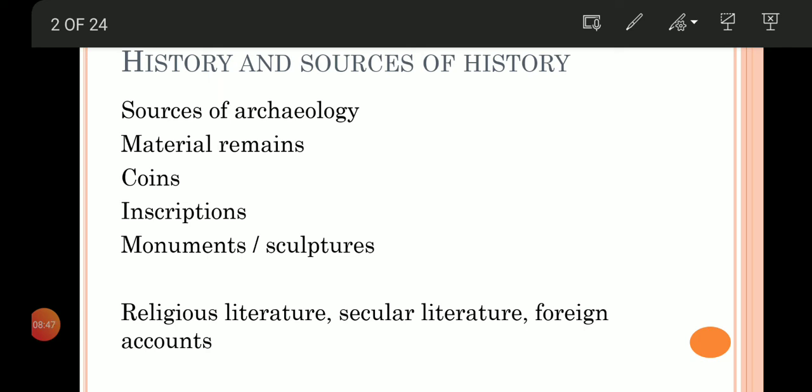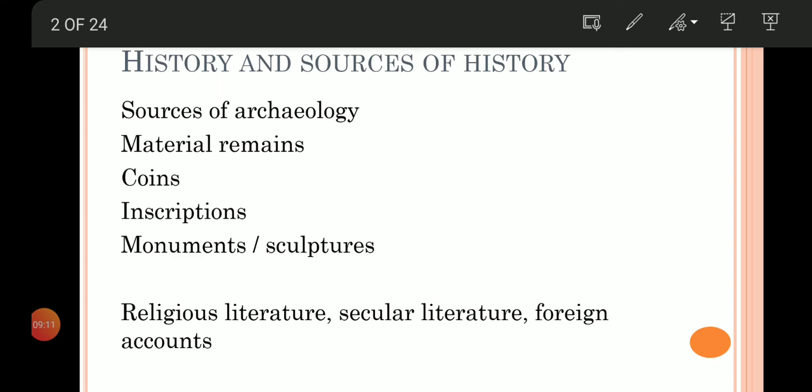Author Fa-Hien, book Records of the Buddhist Countries. Subject: records on the Gupta Empire in the 5th century AD. Author Hiuen Tsang, book name Buddhist Records of the Western World. He describes the social, economic and religious conditions of India in the 5th to 7th century AD.